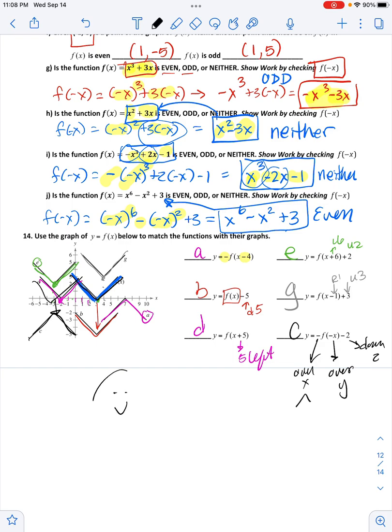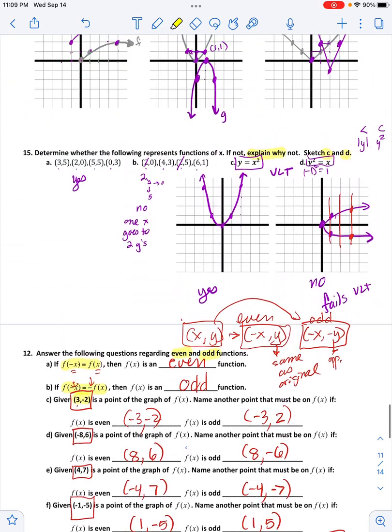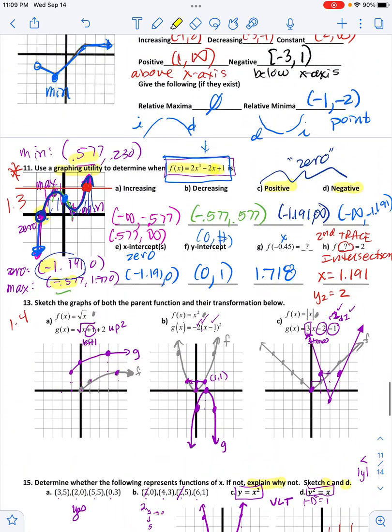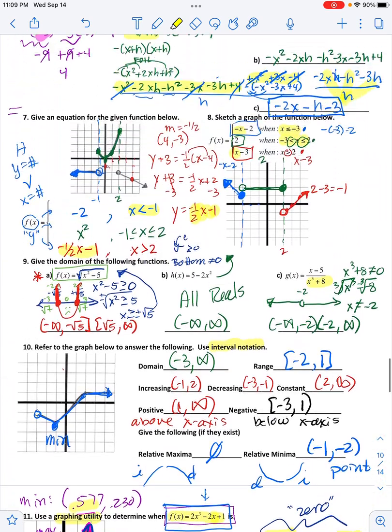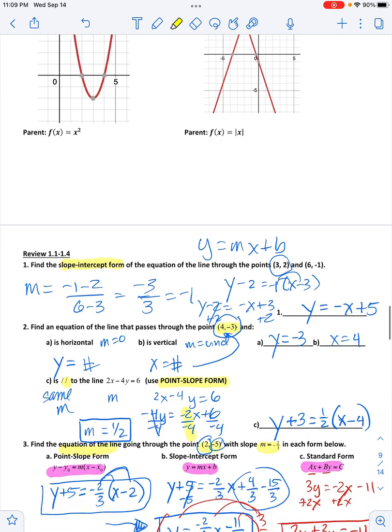I am done, and I hope it helped you to be able to find some of these on here. That is a lot of work, so take pride in the fact that you know how to do all this stuff, and it's only chapter 1. To be quite honest, the majority of this is algebra 2. We have done it before.